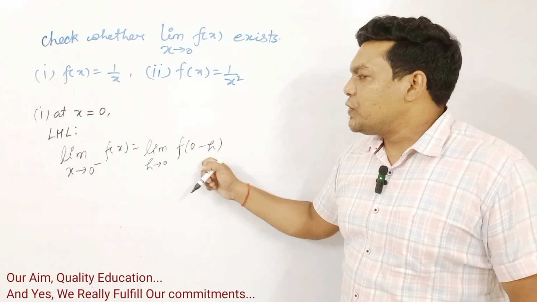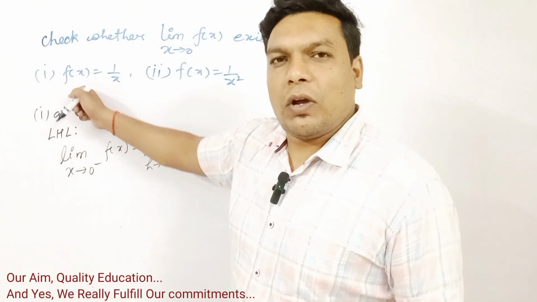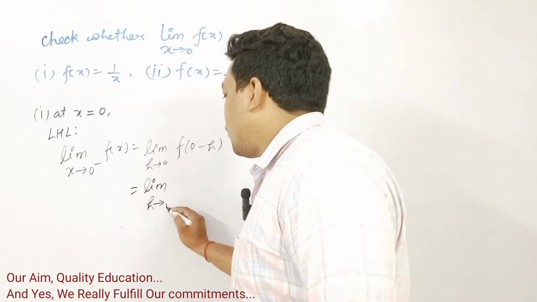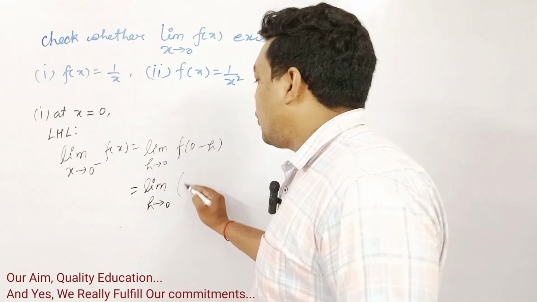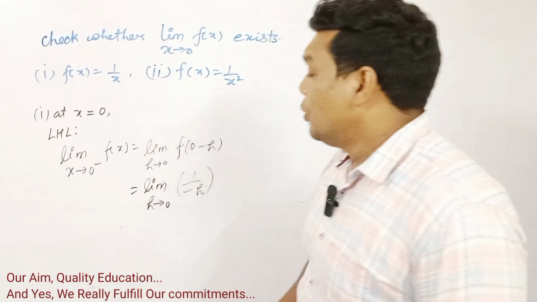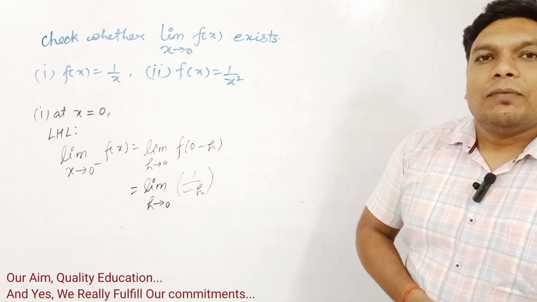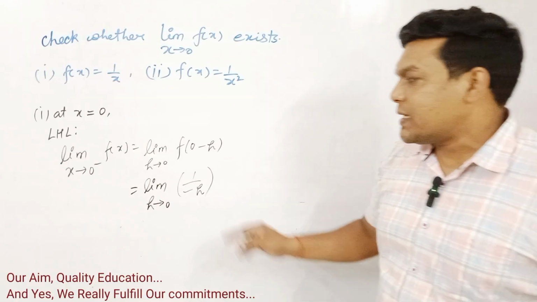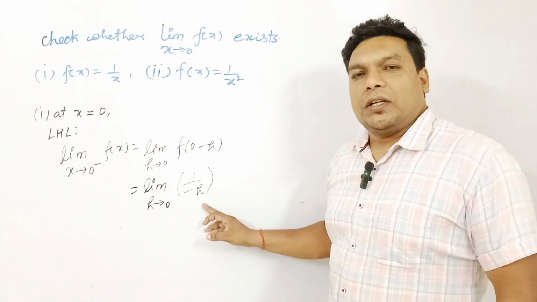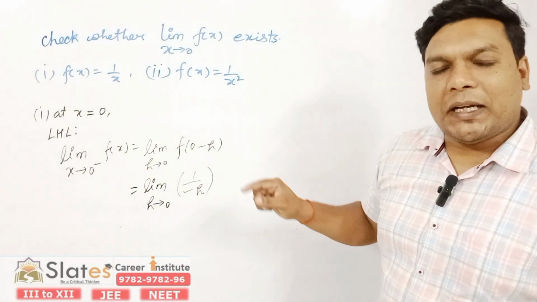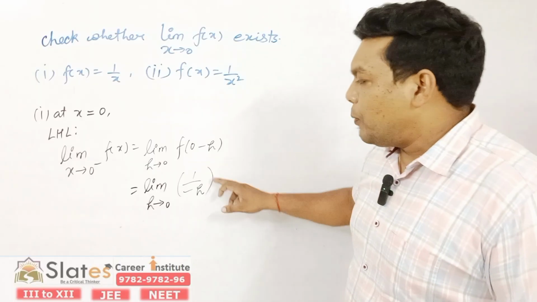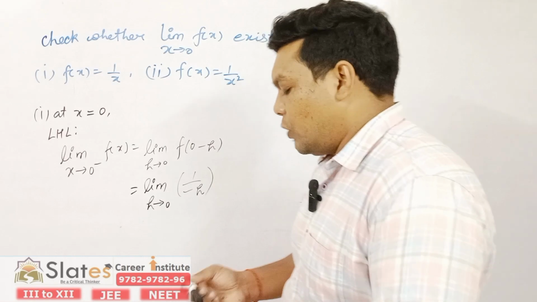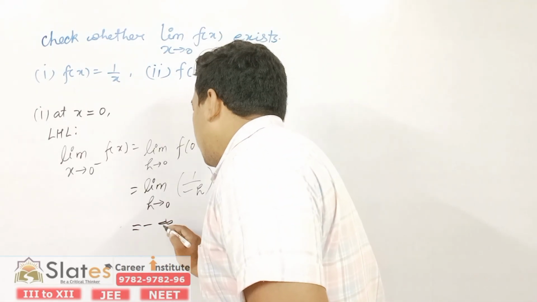Now when you find f of 0 minus h, the first function is f of x, so f of minus h will give you, limit h tends to 0, 1 upon minus h. And now put the value of h equals 0. Keep in mind, h is not exactly equal to 0. If h is exactly equal to 0, it will be not defined. So h is approximately 0, h is tending towards 0. So when you put 1 upon something tending towards 0, it will give you minus infinite.